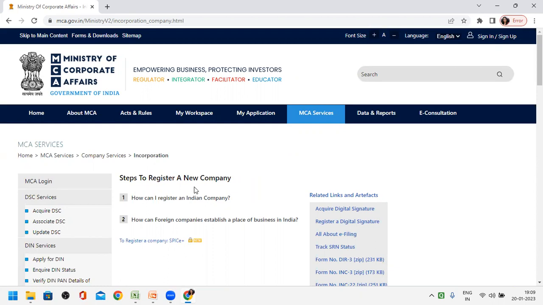If you would like to establish a company, how can I register an Indian company? And there is a space for foreign companies also, how can foreign companies establish a place of business in India? So what are the formalities? What are the steps involved in the incorporation or registration of a company? All details are available on this website itself. Not just a single thing, but a lot of information is available.